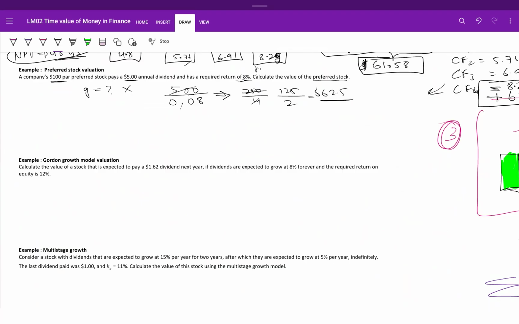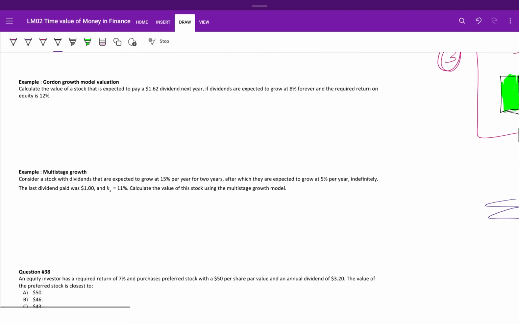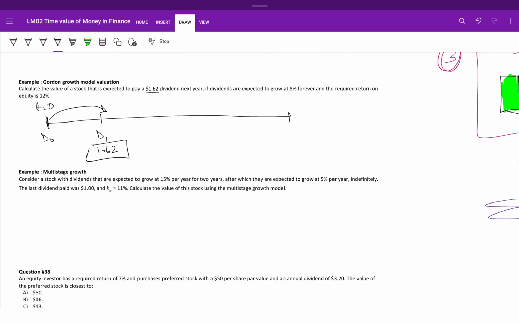Now, the next question is based on the Gordon growth formula. Gordon growth model valuation: calculate the value of the stock that is expected to pay. They are not saying D0, they are saying D1. So at time 0, always start from time 0. The dividend is 1.62 next year. The growth rate is 8%, and the required return on equity is 12%. So how will we solve this?